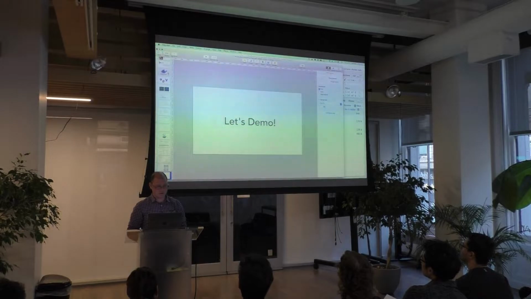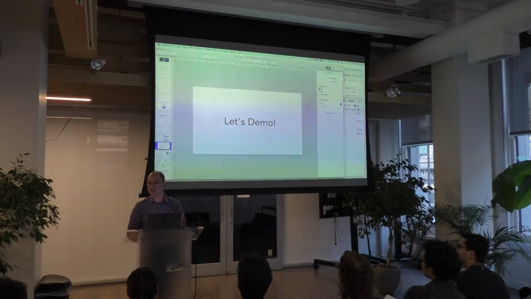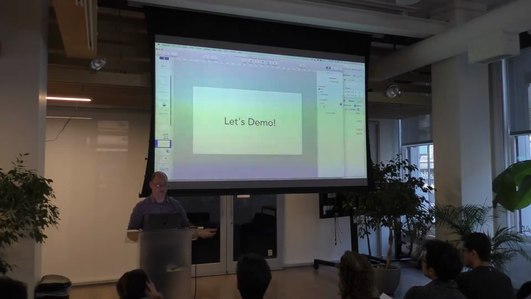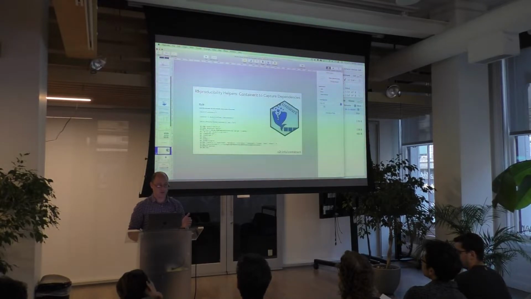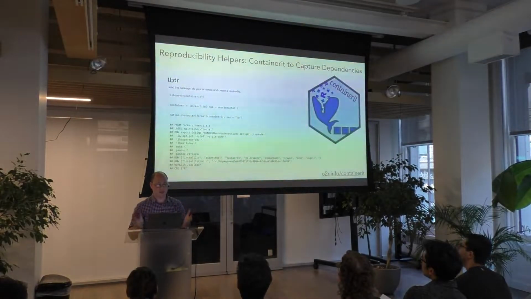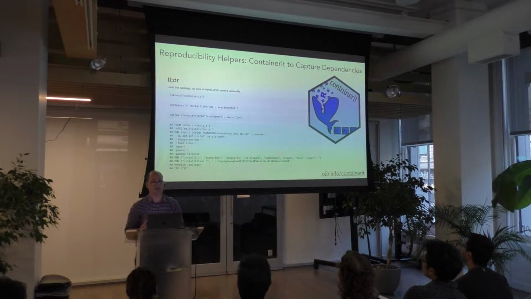Now, things get more complex. So that's the nice thing about the Rocker project. It has all of these pre-built images that have most of what you want. But there are a bunch of other interesting tools for getting your Docker file environment together, particularly for R.